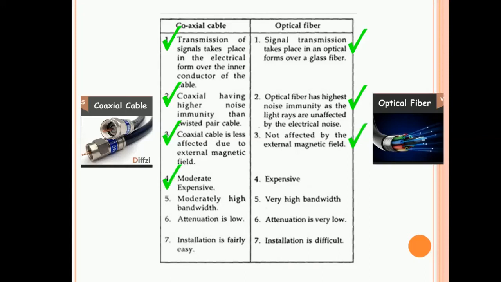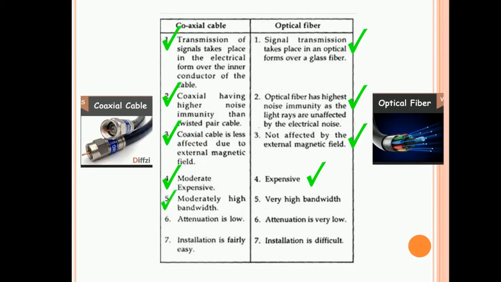Next, the coaxial cable is moderately expensive. I won't say it is cheap, it is moderately expensive. Whereas fixing an optical fiber is highly expensive, because we need a technical team to install the optical fiber. Without a technical team we can't install it. If we try to install it ourselves, it may become fragile, that means it may get broken. So it is highly expensive.